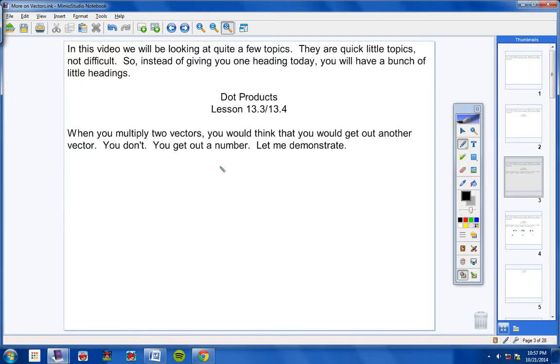Now, when you multiply two vectors, we call that dot product. When we multiply two vectors, you would think that you would get out another vector. That would make sense, but you don't. You get out a number. When you take the dot product of two vectors, you don't get out a vector, you get out a number.